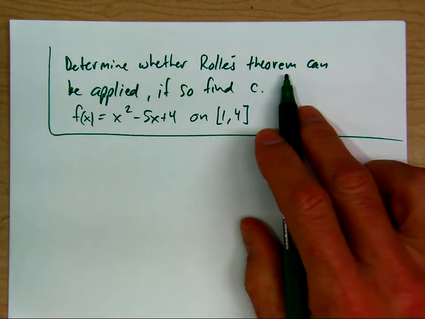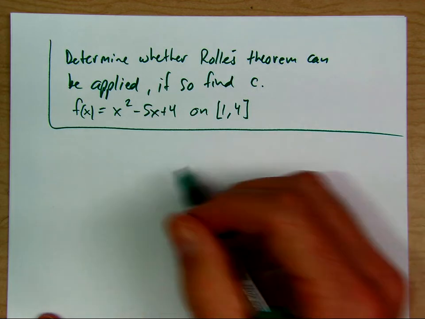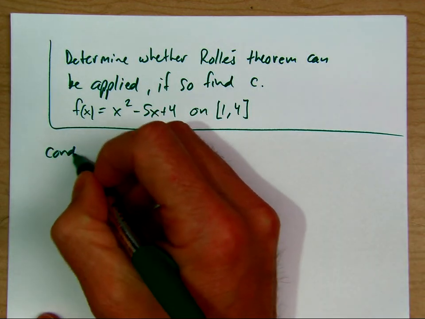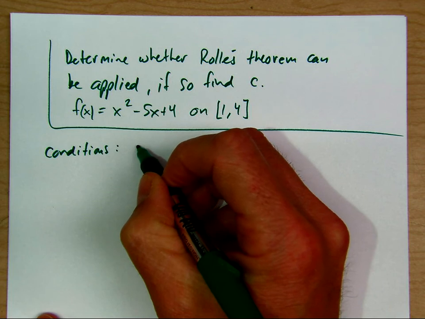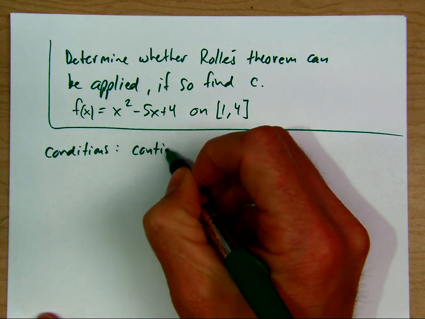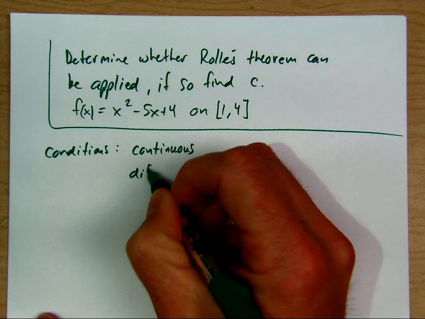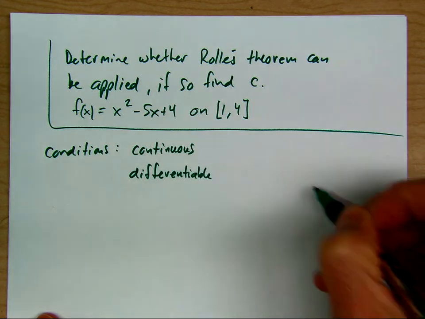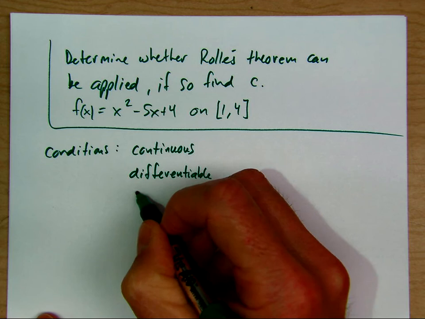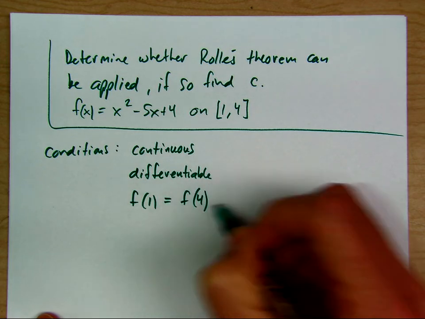Determine whether Rolle's theorem can be applied. If so, find the c guaranteed by Rolle's theorem. So let's look at the conditions. We need to have continuous, differentiable, and f of 1 is equal to f of 4.